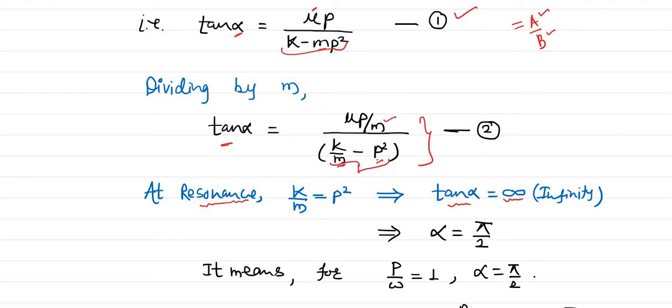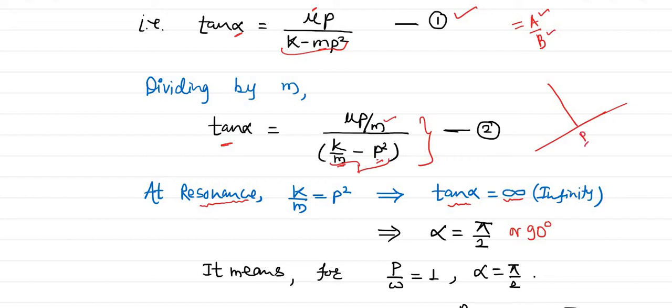So which angle of tan gives you the infinite value? Obviously it is pi by 2, or we know it is 90 degrees. Tan 90 degrees is infinity. So alpha is equal to pi by 2. It means that this p by omega ratio is equal to 1 and alpha is equal to pi by 2. Why have we written this? Because if you remember this graph from that article only, resonance and its sharpness.